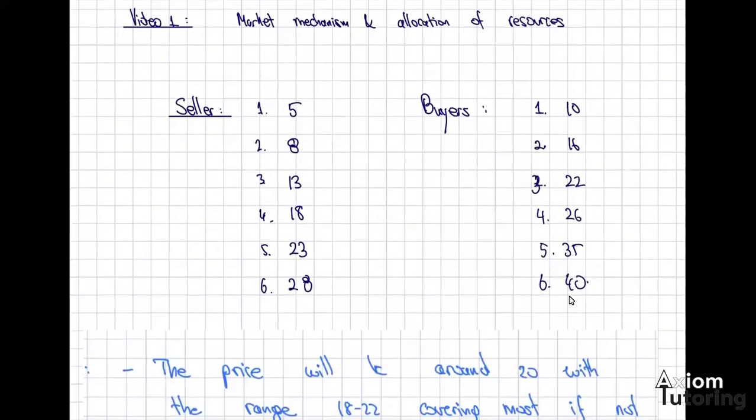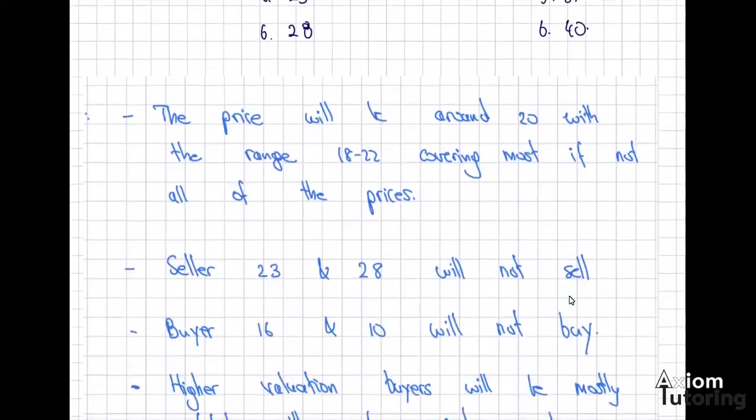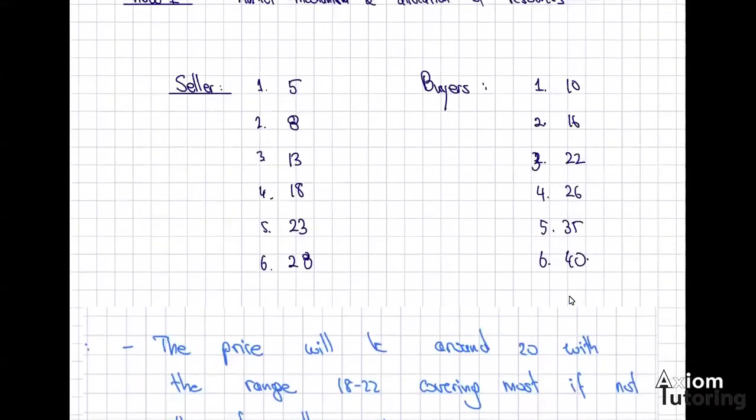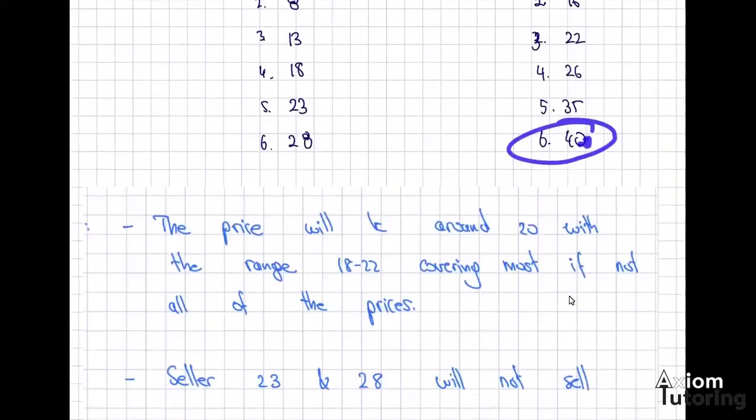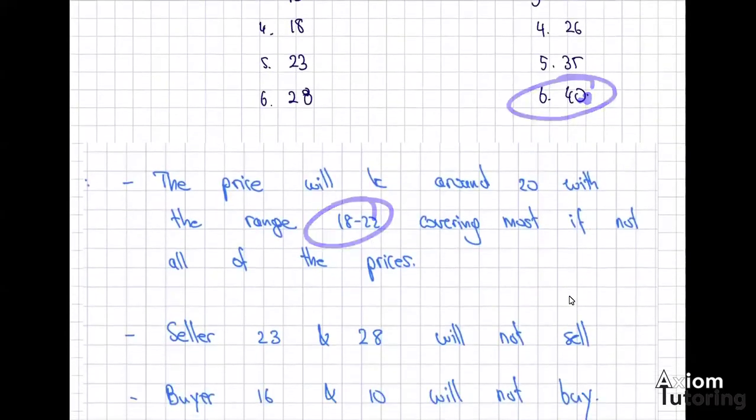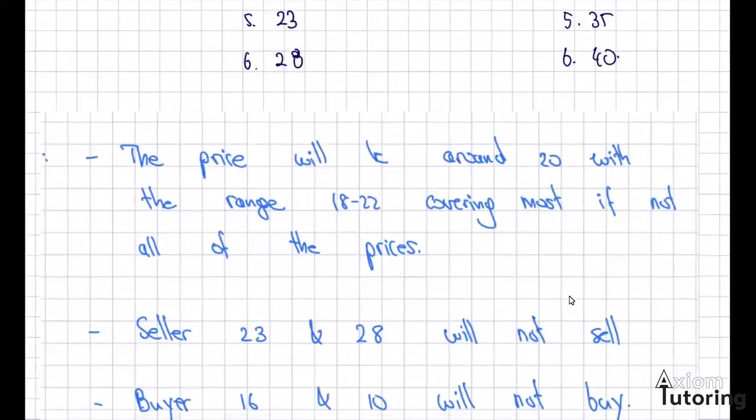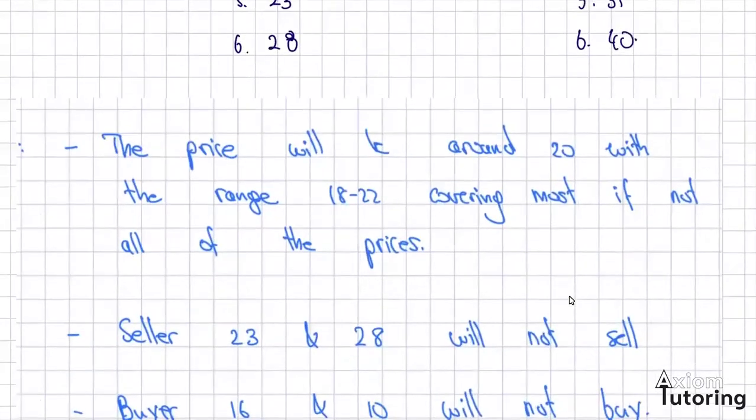Now, these predictions are quite restrictive, right? Because if you think about it, the price could also be $6, right? And the price could also be $39, right? And if it's $6, seller one would be willing to sell. And if it's $39, buyer six would be willing to buy at the margin. And I'm restricting the price to being somewhere between 18 and 22. Okay? So how do I go about doing this? Well, I'm using a model of demand and supply.